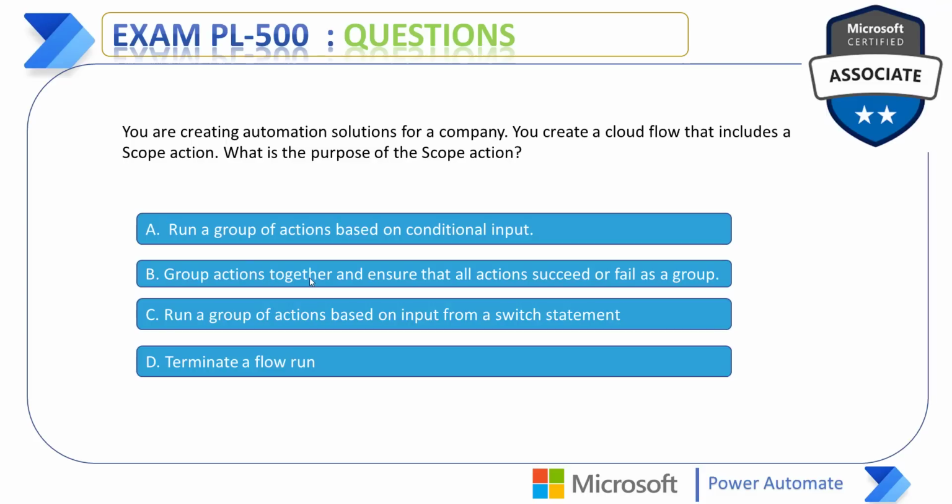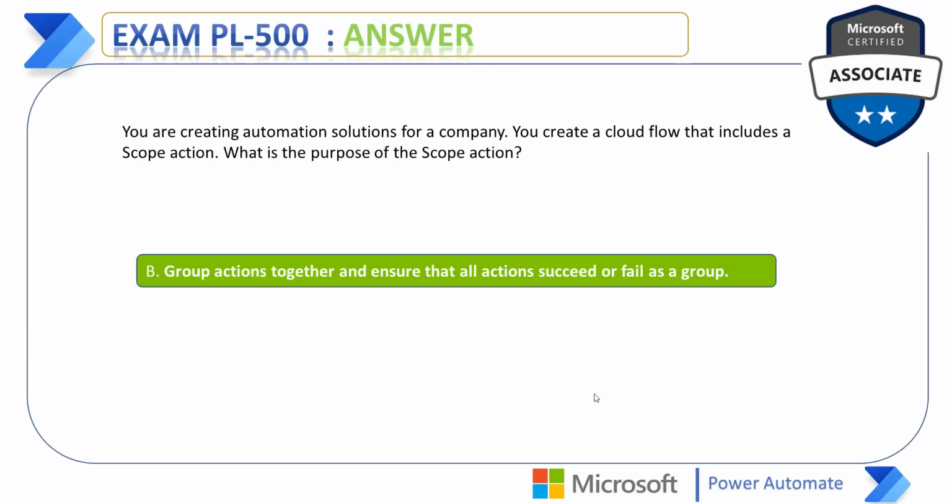Group actions together and ensure that all actions succeed or fail as a group. Let's reveal the answer. There you can see the correct answer is: group actions together and ensure that all actions succeed or fail as a group. Alright, I hope you understand about scopes in cloud flow as part of this tutorial.